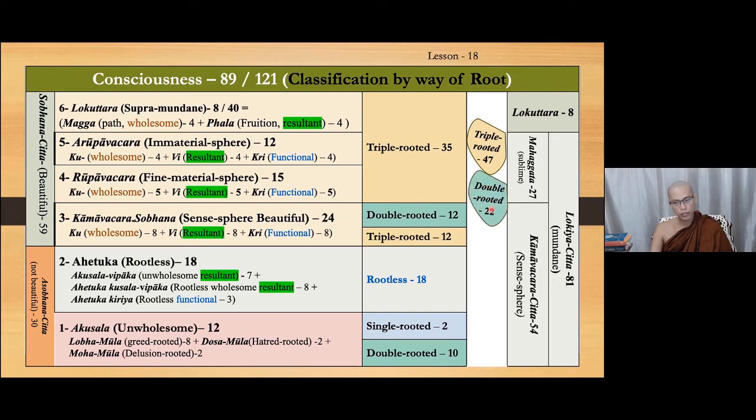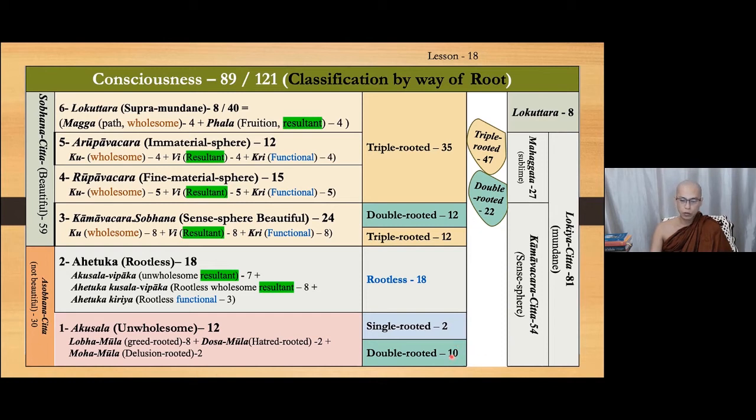And double-rooted 22. So what are the 22? Here you see the double-rooted. I mentioned that Alobha and Adosa accompany whenever beautiful consciousness arises, because they are universal beautiful. Then, by the absence of Amoha, the wisdom faculty, it becomes only two roots. Here, the two double roots are Alobha and Adosa.